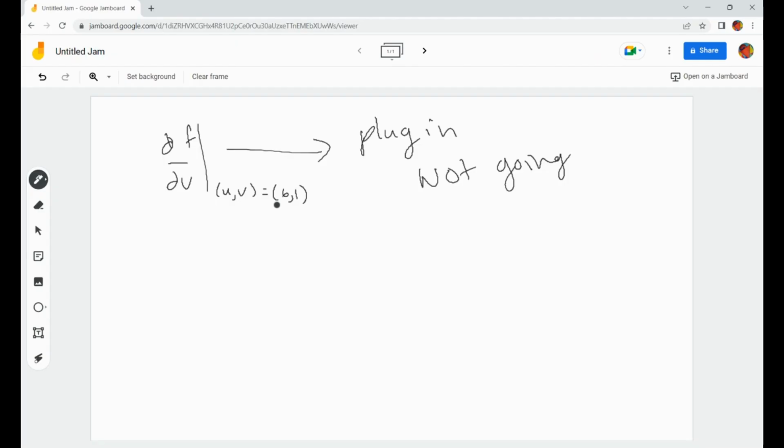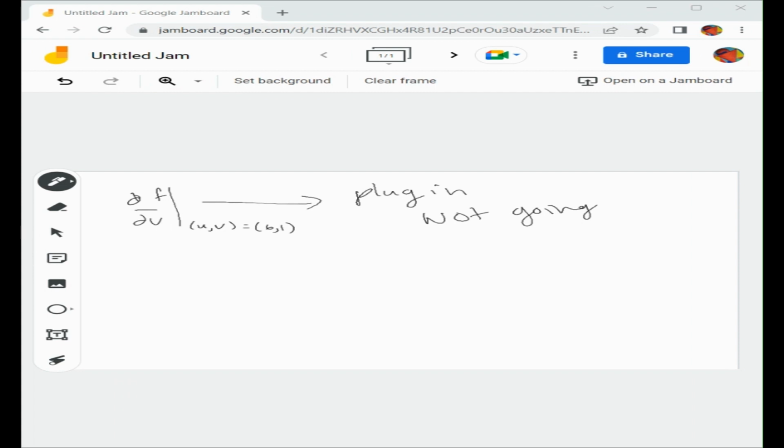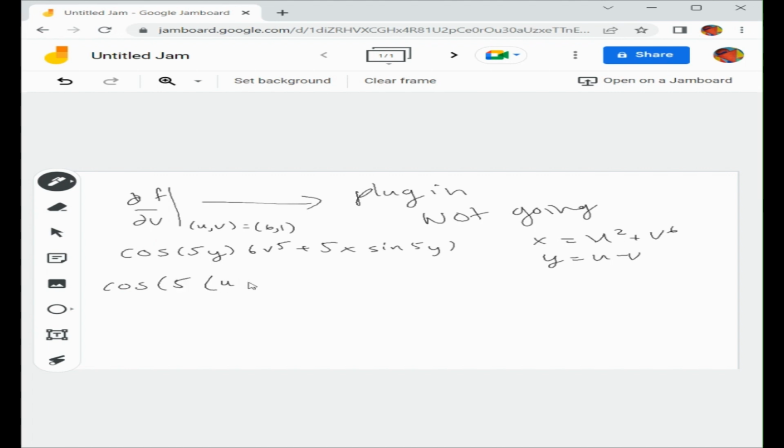So yeah, next I make a new Jamboard. That was correct. Next thing we have to do is this shenanigans, which will be a little bit more painful. The secret to this is that the final equation we have, which is cosine 5y 6v5 plus 5x sine and so on, has x and y. We need to replace that with what we had earlier, which means that x would equal u squared plus v6, while y would equal u minus v. Now that means cosine 5 times (u minus v) is how you do it. And then 6v5 is the same, and then plus 5, and this is the more painful one, 5 times (u squared plus v6). I hope it's a simple number.